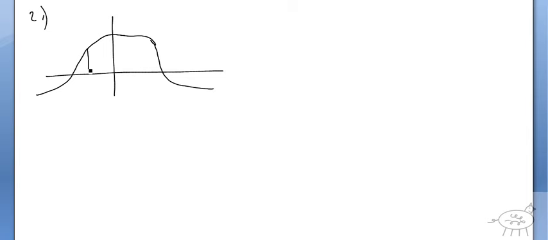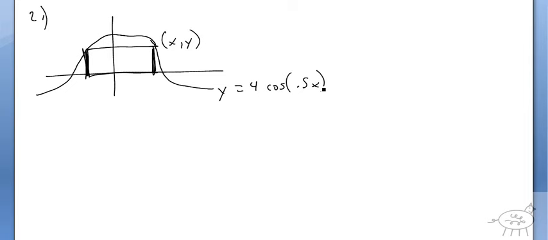Yeah, it's not a very good picture. But here's the rectangle. It should be a little bit bigger over there. All right, and this is our xy coordinate. And the equation is y equals 4 cosine of 0.5x. All right, and so what we're trying to do is maximize the area of this rectangle. So area of the rectangle is x, x, and y. We've done this already too. So it's going to be 2x times y.